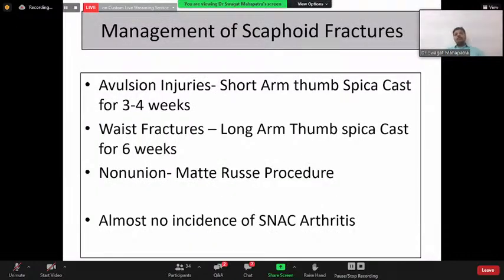So how do we go about managing scaphoid fractures? Dorsoradial avulsion, which is common, can be treated with a short arm thumb spica cast for 3 to 4 weeks. Waist fractures are usually treated with a long arm thumb spica cast for 6 weeks. In case of established non-union of fractures, we go for a Matti-Russe procedure or an inlay bone graft technique along with fixation. Usually non-union of scaphoid in adults proceeds to scaphoid non-union advanced collapse. However, almost no incidence of SNAC arthritis has been found in the pediatric age group.